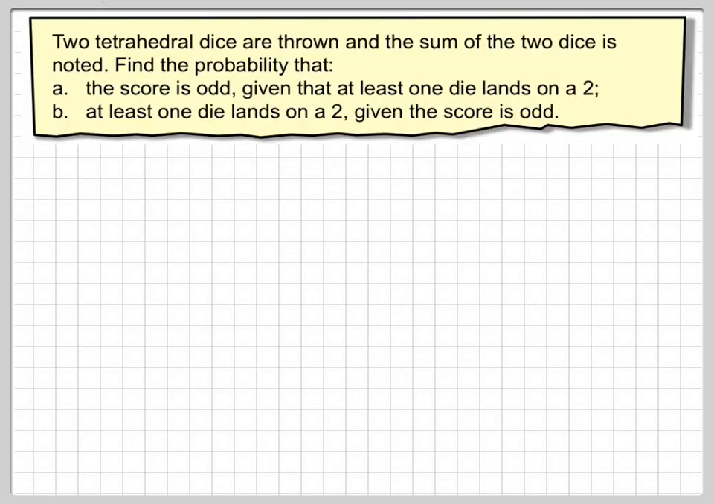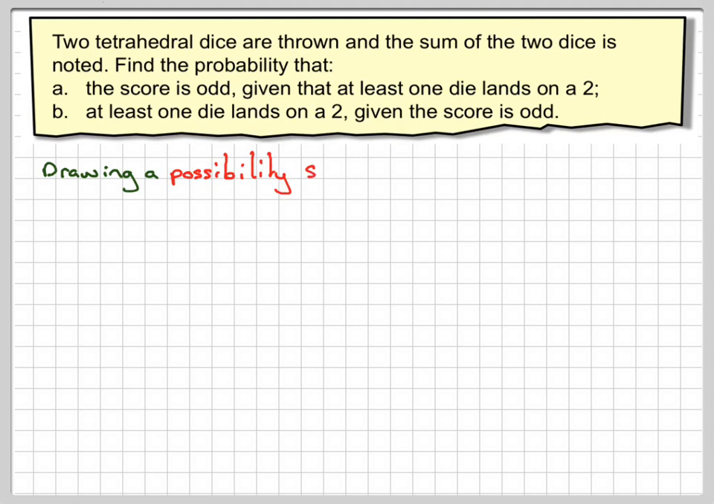Right, we're going to look at the idea of conditional probability using a possibility space diagram. So we've got two tetrahedral dice, that means each has four sides, and they are thrown. The sum of the two dice is noted. Find the probability A, the score is odd, given at least one die lands on a 2, and B, at least one die lands on a 2, given that the score is odd.